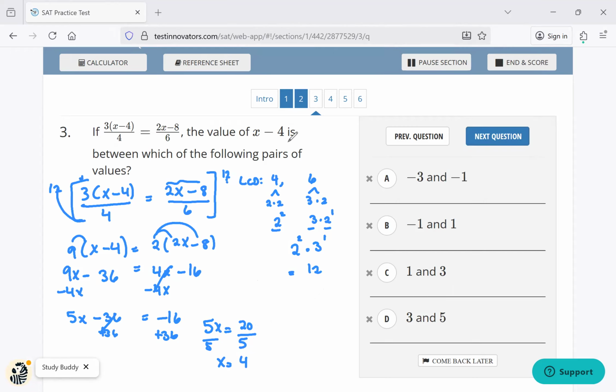Okay, then we've got to plug it back into this. So what's 4 minus 4, which is 0? So they're asking you, what is this value between? Is it negative 3 and negative 1? I don't think so. Is it negative 1 and 1? If you're not sure, just put it in. So 0, here's negative 1, here's positive 1. Is 0 between those two numbers? Yes, 0 is between negative 1 and positive 1, so yes, that is the answer. That is B.